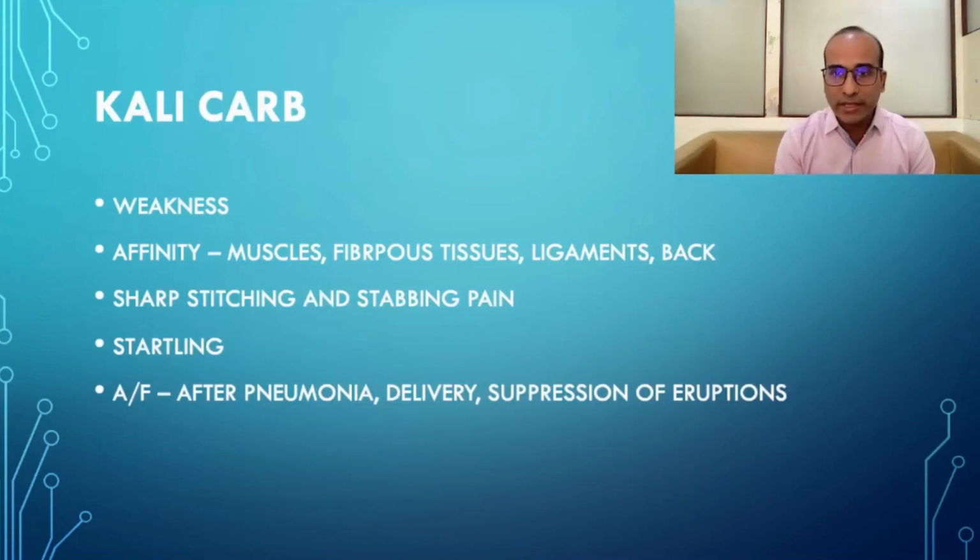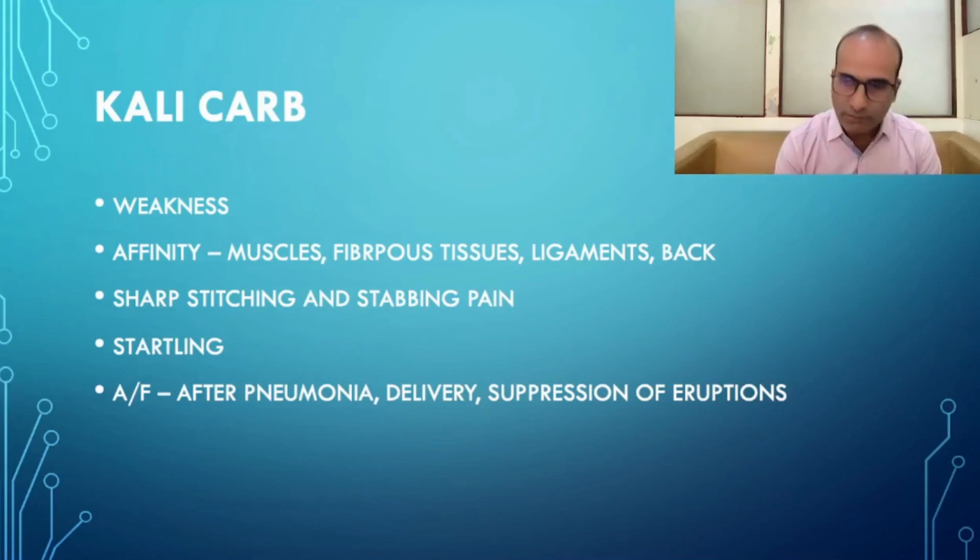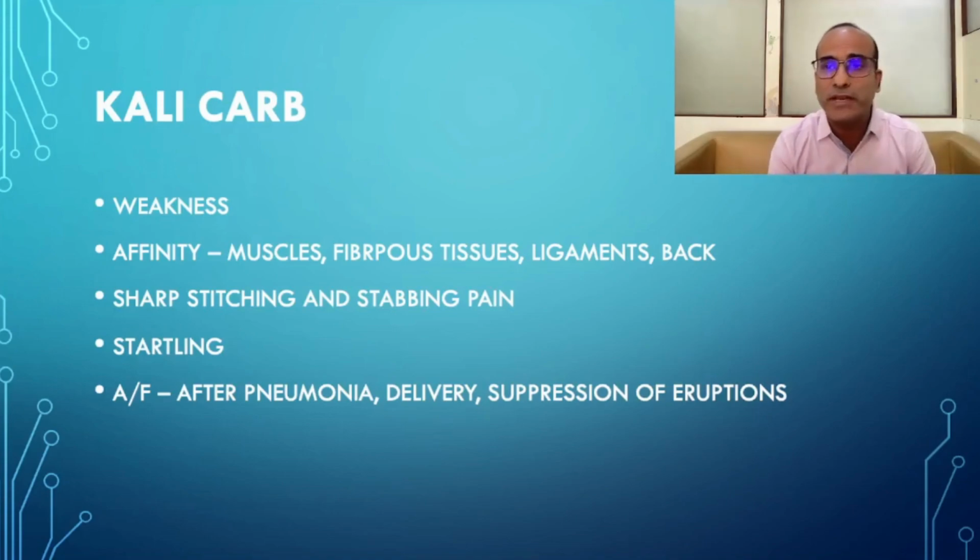Okay, so if you try to understand Kali Carb in a nutshell, in general what we got from Phatak is that weakness is a very important trait of Kali Carb. Weakness will be at the general level, physical level, mind level, emotional level, intellect level. Everywhere you will get the weakness. What is the affinity? Muscles, fibrous tissues, joints, ligaments, back.